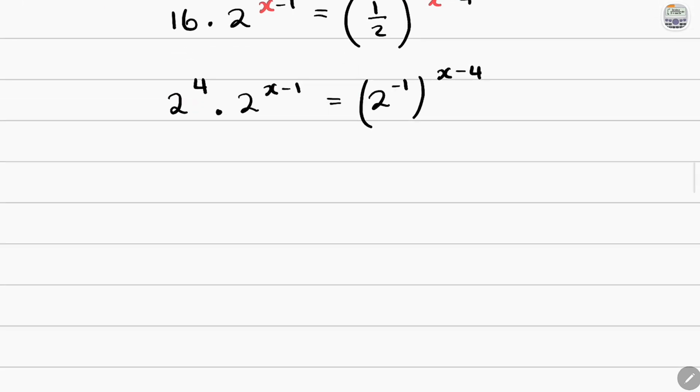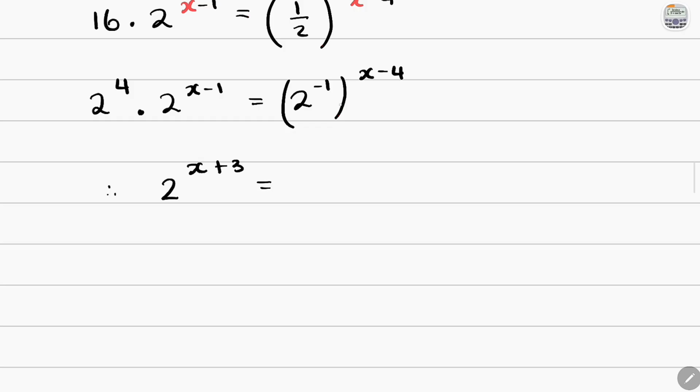Okay, and now let's go. So this is 2 and 2, and they are multiplying, so the bases are the same, and they are multiplying, so you must add the exponents. So this is 2 raised to the power of, and we have x, then the 4 plus the negative 1. 4 plus negative 1 is 4 minus 1, which is positive 3, is equal to.